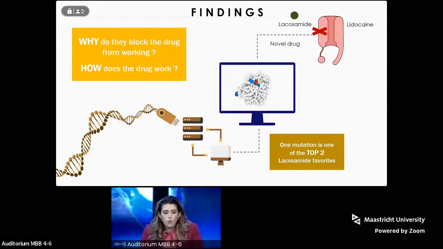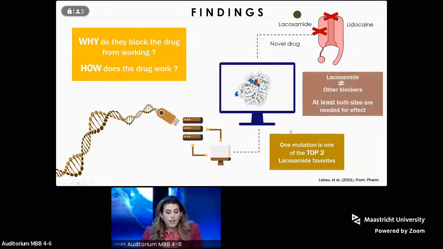And then through another mutation, we blocked the top of the gate as well. And we saw that lacosamide was not able to work when either of those sites was gone, meaning that lacosamide actually works differently from other blockers and that at least both these sites are important for it to work, which could have significance for patients being treated with this drug, especially if they have mutations at these particular locations.